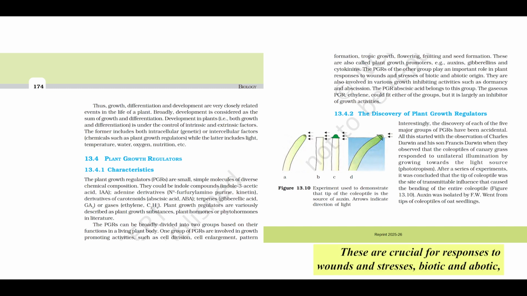These are crucial for responses to wounds and stresses, biotic and abiotic, and for growth inhibiting activities like dormancy and abscission, shedding leaves, fruits. The main one here is abscisic acid, ABA. Interestingly, ethylene, the gas, can kind of fit in both groups, but it's largely an inhibitor, especially regarding aging and shedding. Okay, promoters, auxins, gibberellins, cytokinins, and inhibitors, ABA, largely ethylene.